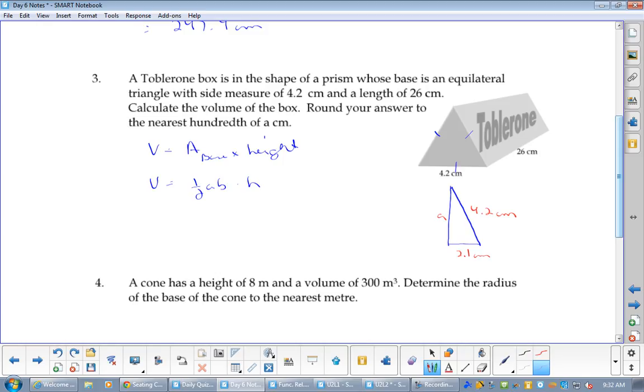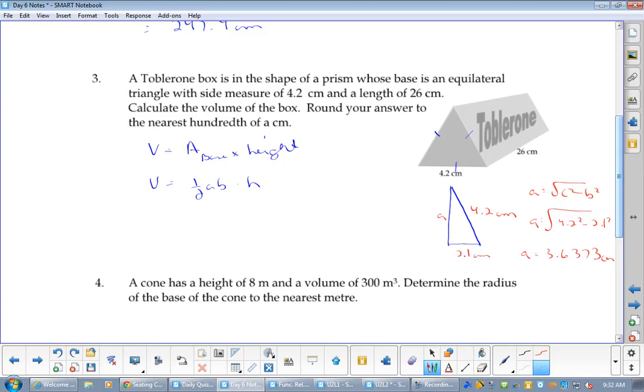Okay? So A equals the square root of C squared minus B squared. A is the square root of 4.2 squared minus 2.1 squared. So A is 3.6373 centimeters. And see, I'm not rounding it to 3.6 or 4 because I would have a pretty bad final answer. It would be very off.